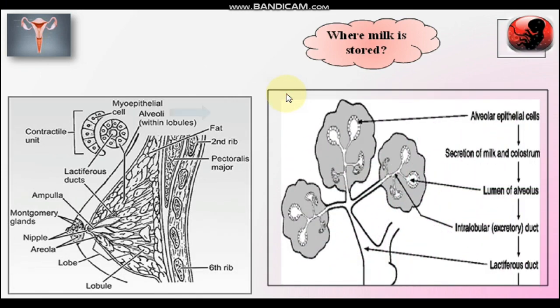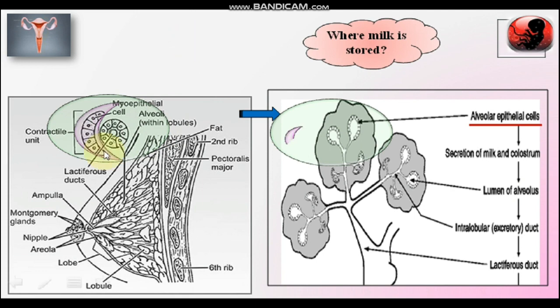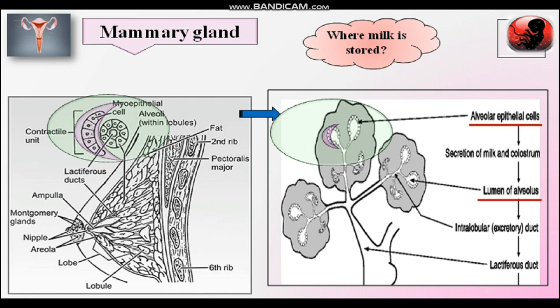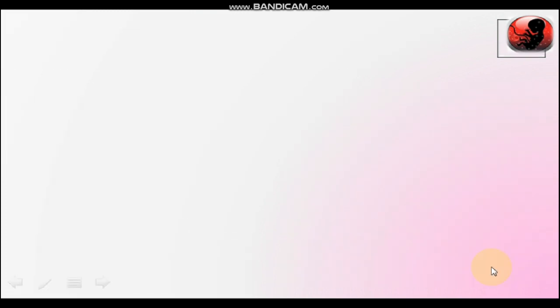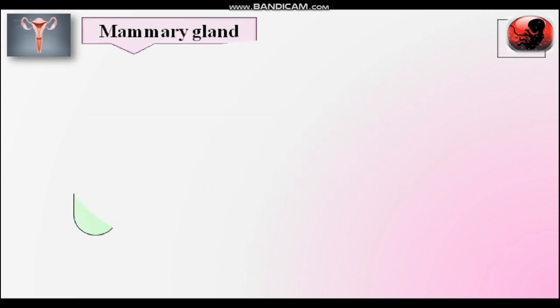Milk is stored in the center lumen of the alveoli. This alveoli is surrounded by alveolar epithelial cells. Here, myoepithelial cells. In the center there is a lumen. Milk is secreted and stored in the lumen of the alveolus, then comes into the duct and then is ejected into the lactiferous duct.